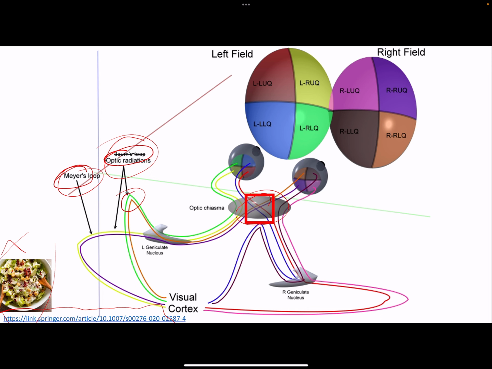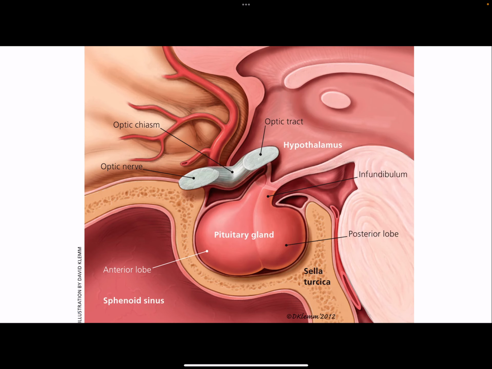So let's talk a little bit more about the optic chiasm. So the optic chiasm, as we said, is sitting right next to the pituitary gland, which is sitting in the sella turcica right here.